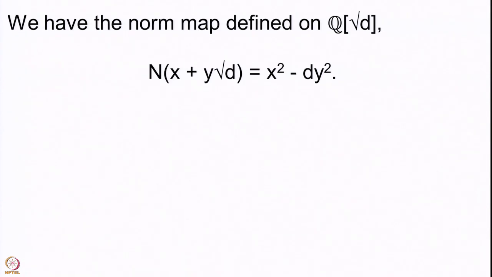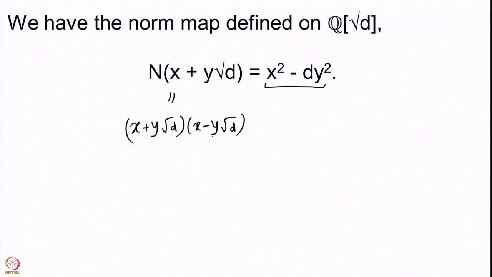There is another way to see this. We have this norm map defined on Q root D. What does the norm map do? Note that this is nothing but x plus y root D into x minus y root D. If you take the product x plus y root D into x minus y root D, we get x square minus d y square, which is what we have. And the coefficient of root D happens to be x into minus y plus y into x. So it is xy minus xy and that becomes 0. So we have that this norm is always a rational number, x square minus d y square.